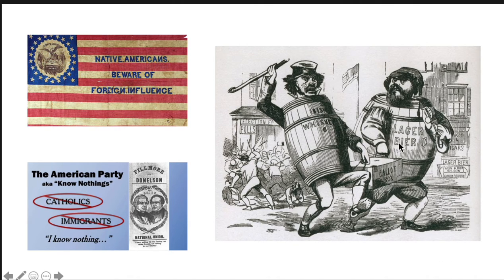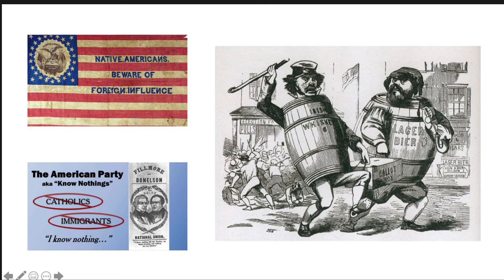And you can see here a political cartoon from the time period. You see an Irishman representing a whiskey barrel, and the German representing a beer. And what are they doing here? What are they carrying? A ballot box. So what are they doing with it? They're running away with it. They're running away with the ballot box, meaning they're winning elections in certain places.